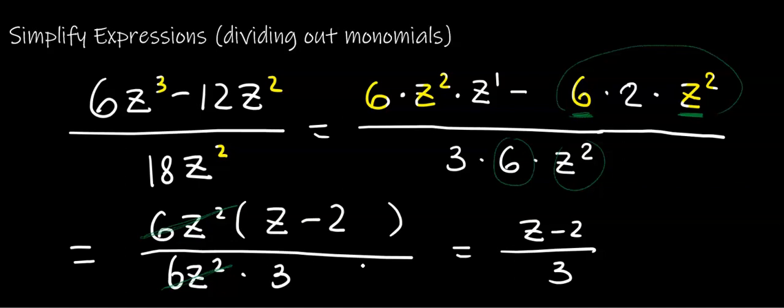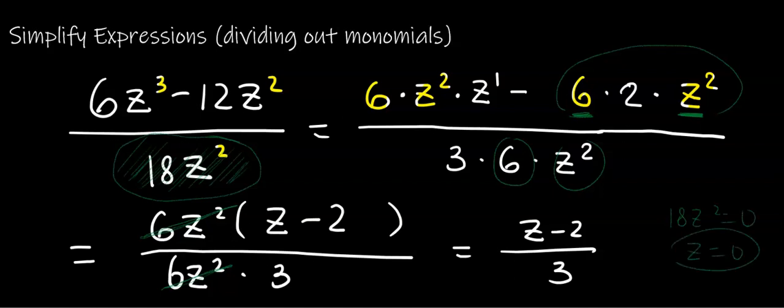However, one more thing. We need to go back to consider, what is the excluded value? I color it green. We need to look at this part. What value of z will make this denominator become 0? So set 18z squared equals 0. z has to be 0. That will make this denominator become 0. Therefore, we say, there you go, this is the excluded value. The excluded value is when z is 0.